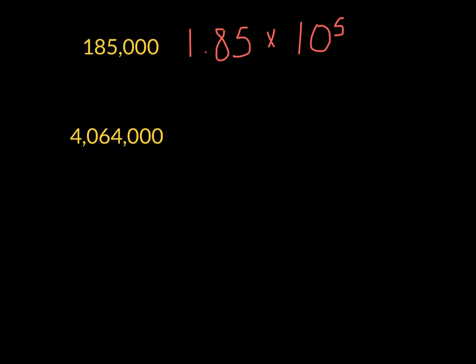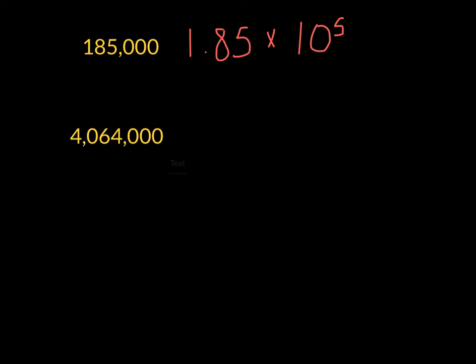So we have the number 4,064,000. We need to figure out where we're going to move that decimal to get a number that is greater than or equal to 1 but less than 10. So we start over here on the side and we're going to count that over. If I stop here, I have 406.4, so that won't work. If we stop here, we have 40.64, which won't work. Here we have 4.064, so that's where we need to put it.